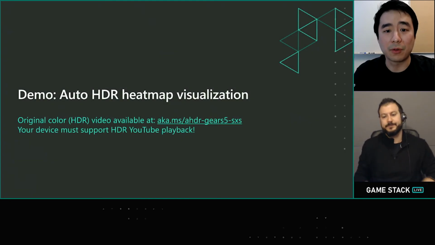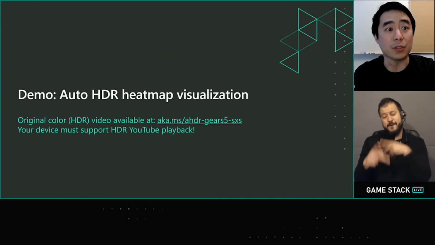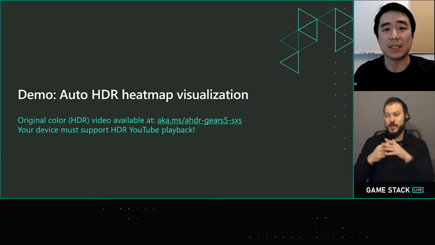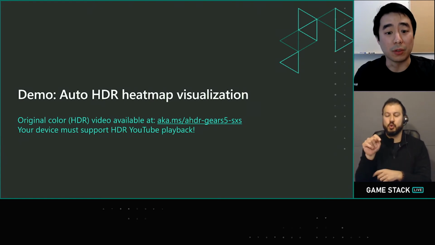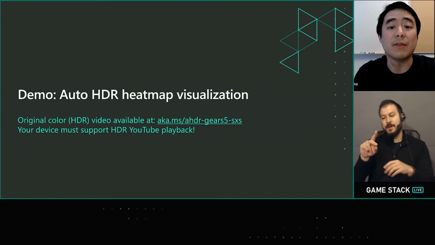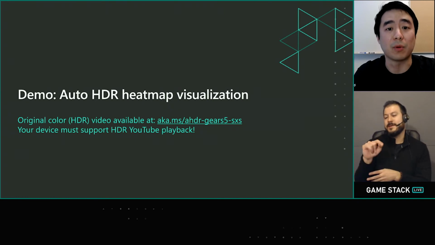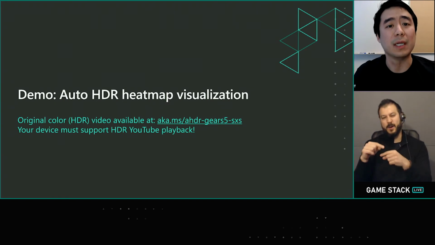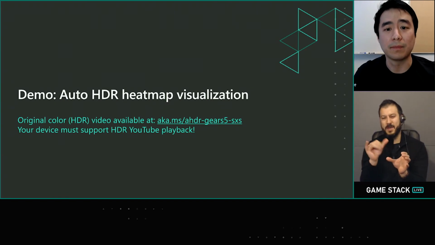We also have a version of this video that shows Auto HDR in its original colors. You can find it at this YouTube link. Of course, your device must support native HDR YouTube video playback to see the proper effect. Otherwise, both sides are going to look very similar since YouTube will be tone mapping back down to SDR.